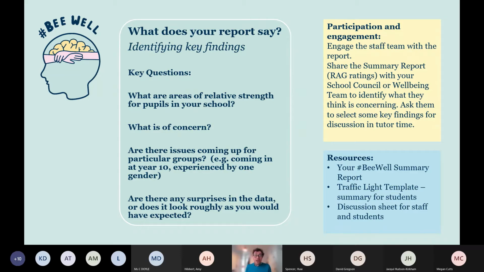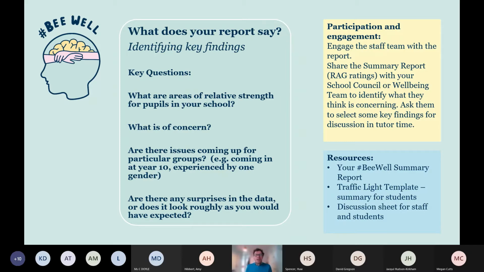Maybe within your school, you've actually got lots of things that on that RAG rating are amber. So it might be thinking, okay, what do we need to prioritise within these amber areas, because there aren't any things that are showing up as red. So thinking about that and thinking about what your report says.